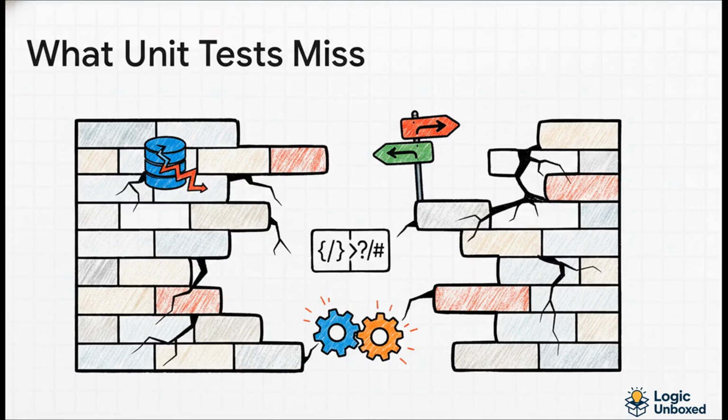A unit test will tell you your logic is sound, but it's not going to catch a typo in a connection string or a misconfigured API route. It won't know if your JSON is going to blow up with real data or if two pieces of your application's middleware are fighting with each other. These are the problems that live in the seams, in the connections between the parts.